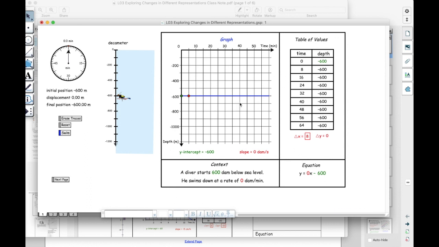So that was taking a look at a representation where we make changes to the graph. We change the slope, or we change the initial condition. And then we look at how it impacts a table of values, a context, or an equation.